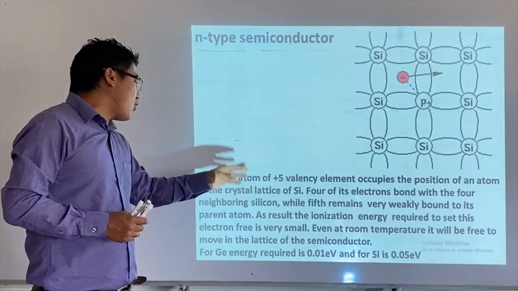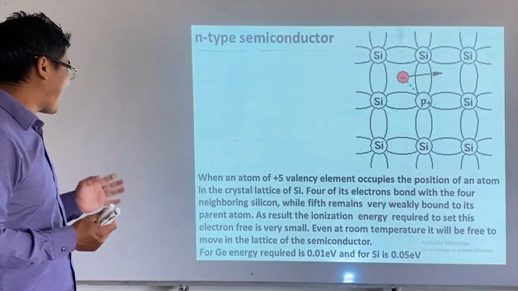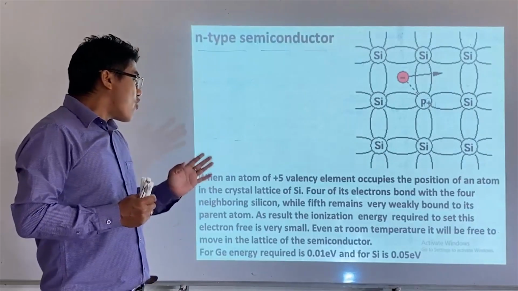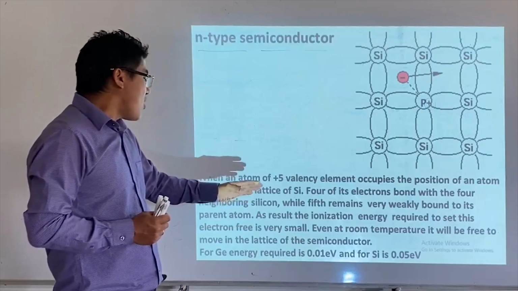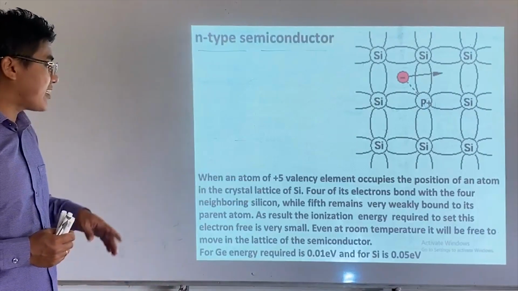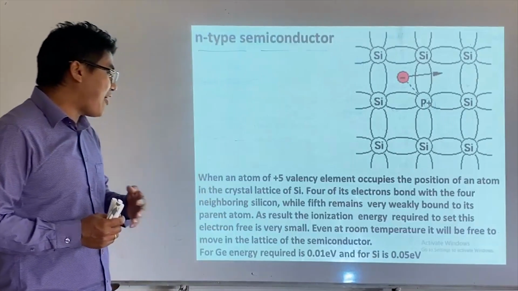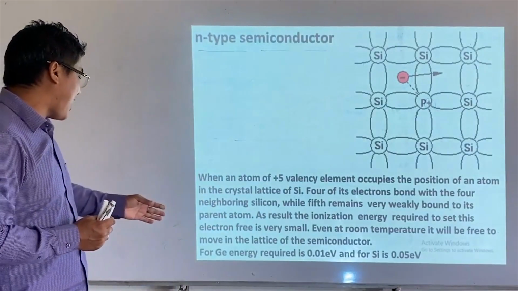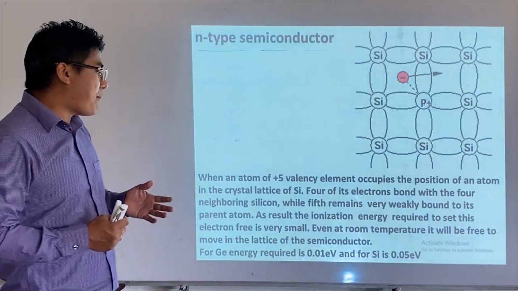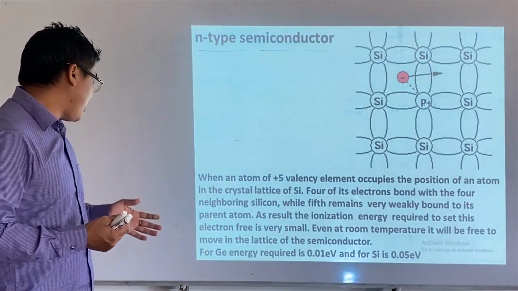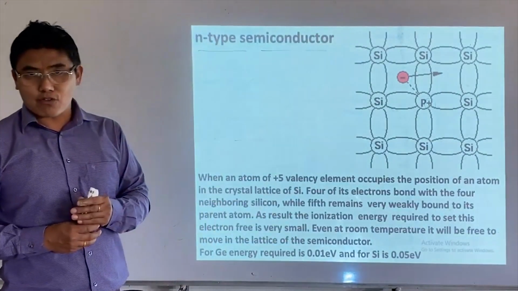When an atom of a 5-valency element occupies the position of an atom in the crystal lattice of silicon, 4 electrons bond with the 4 neighboring silicons, while the 5th electron remains very weakly bound to its parent atom. As a result, the ionization energy required to set this electron free is very small. Even at room temperature, it will be free to move in the lattice of the semiconductor.